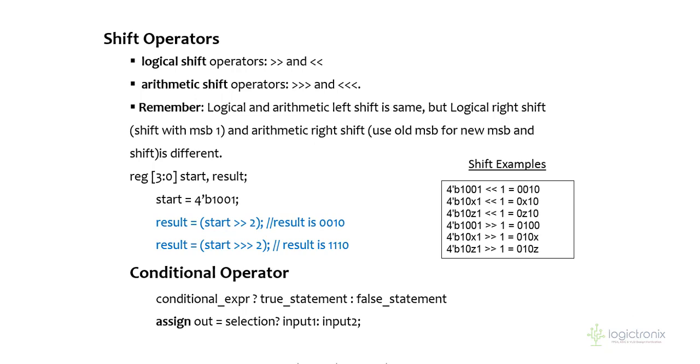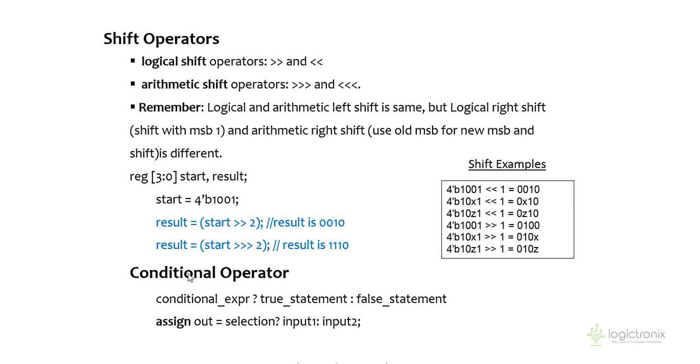Another is the shifting operator. Shifting can be left shift or right shift. For arithmetic shift, we can see an example here. The 4-bit binary 1001 is shifted left by 1 bit, so it gives 0010. A 0 will be added on the right-hand side, the LSB. If we shift in reverse, we can see here the 4-bit binary 1001, and a 0 will be added on the left-hand side, the MSB of the input.